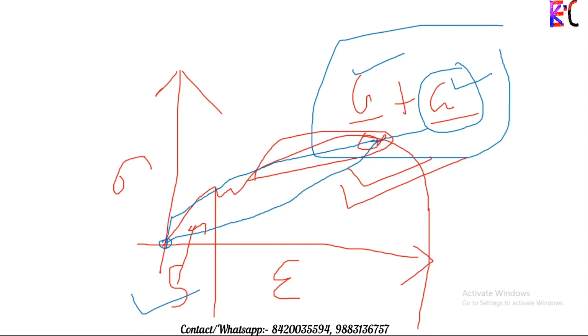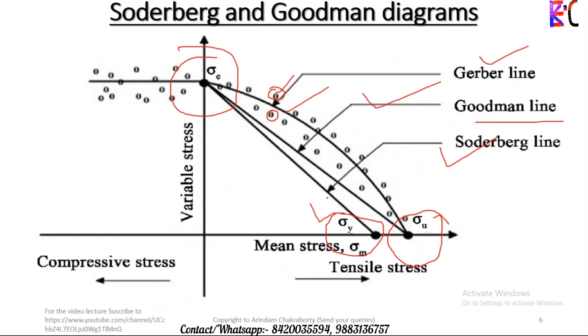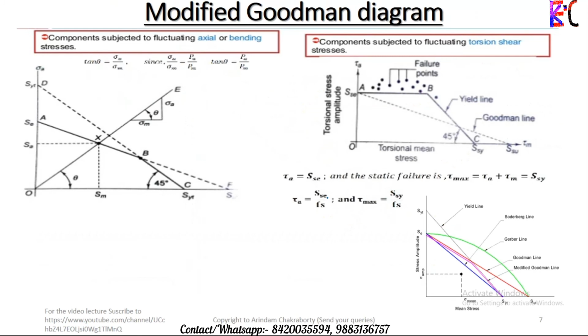Okay, now Goodman was very fine. He said, no, I'll find out the other way around. So he came up with a new thing, which is termed his modified Goodman diagram, where he changed his entire thing to YT, that is yield stress.